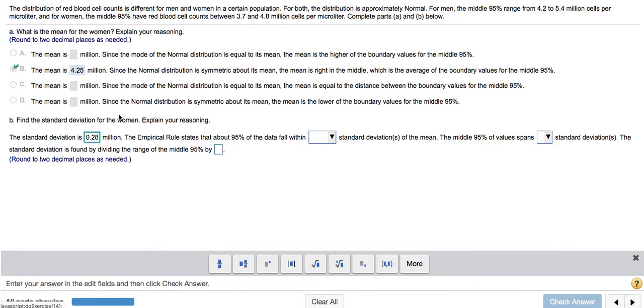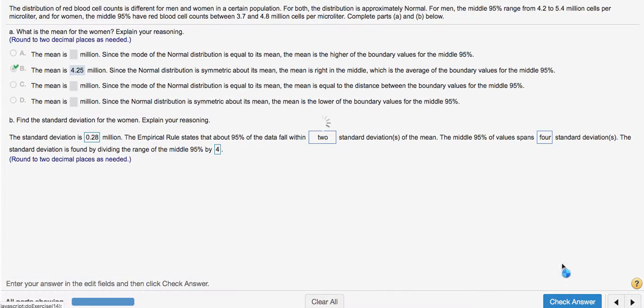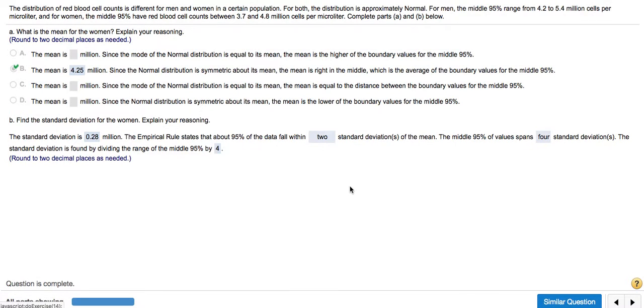But to complete this question, let's just fill in the rest here. I think I've pretty much stated it, but just to complete the problem. The empirical rule states that about 95% of the data falls within 2 standard deviations of the mean. That means you go 2 to the right and 2 to the left. And that means the middle 95% of values spans, well, that's a total of really 4 standard deviations. And the standard deviation is found by dividing the range of the middle 95% of the data by 4. Okay, that is it for this problem.